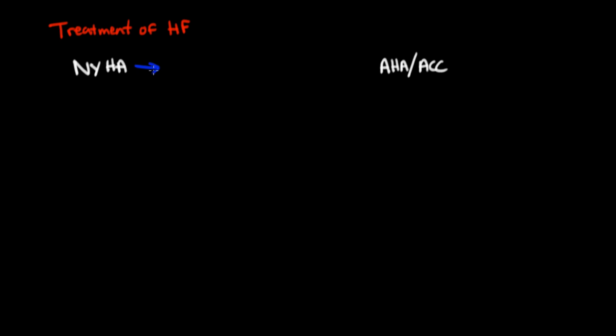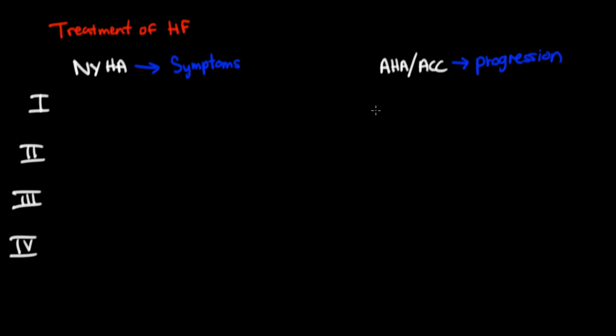And so the difference between the two is that the New York Heart Association is based on symptoms, while the AHA-ACC is more focused on the progression of the disease. And so now let's go through the different stages. New York Heart Association is classified from 1 to 4, and the AHA-ACC ranges from stage A to D.